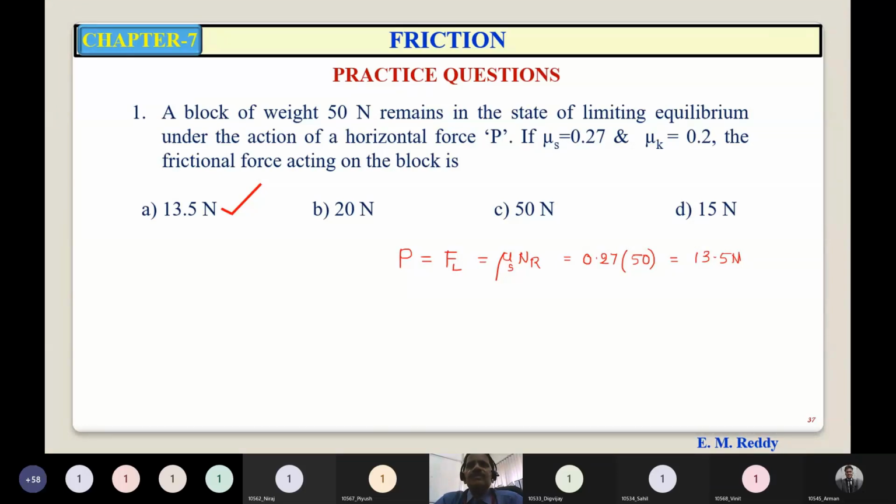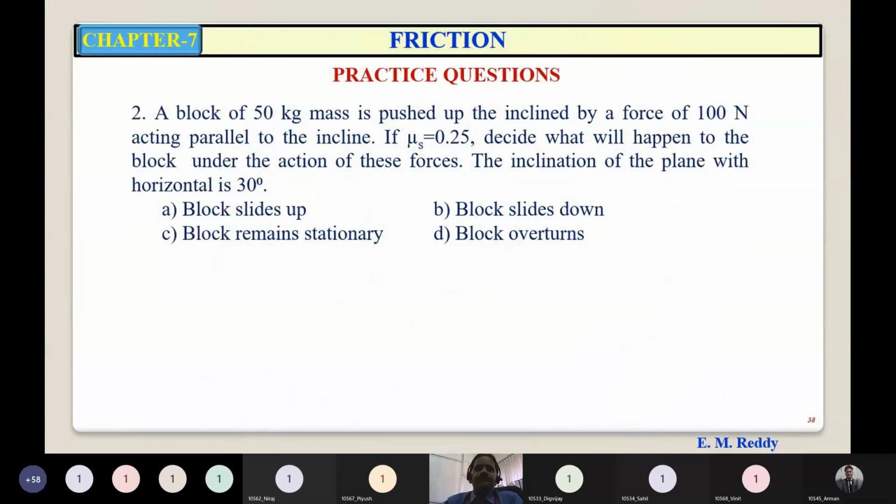Okay. So when the block is on a horizontal plane, the normal reaction is equal to the weight of the block. If nothing is mentioned about the inclination of the plane, then you have to assume that it is on a horizontal plane. Solve this.